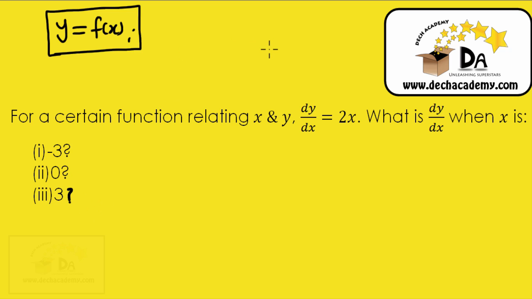For a certain function, we need to determine the value of dy dx when x takes certain values, because in this case dy dx is itself a function of x. As x changes, the value of dy dx changes. First case, when x is minus 3, what is dy dx? Dy dx is equal to 2x, which is 2 times our x value, minus 3, which is equal to minus 6.